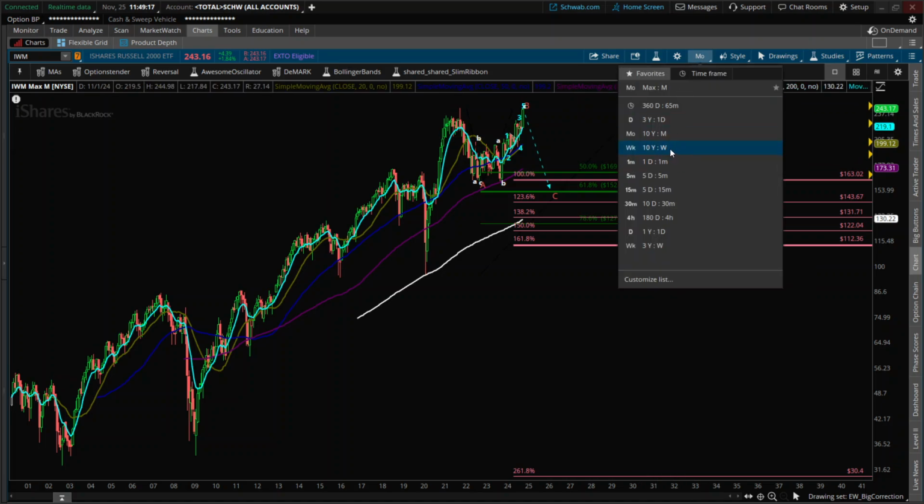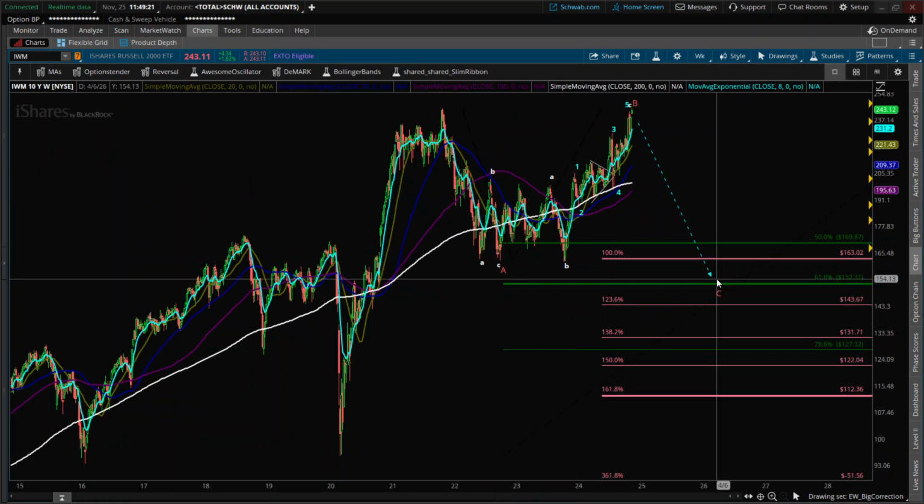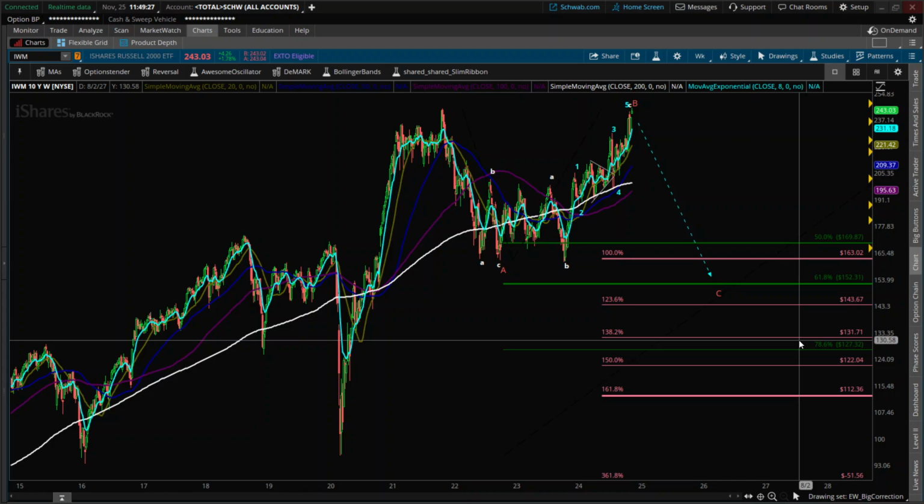Let's go down to the weekly. In a nutshell, this is our structure: A, B, C. That's what we'll be looking for, all in all. But just stick around for just a couple minutes. I'll just zoom through the rest.